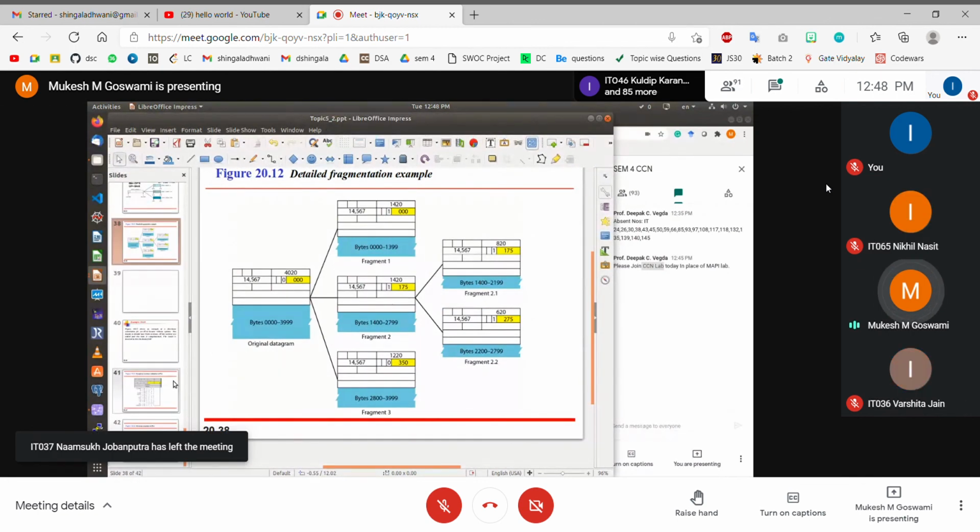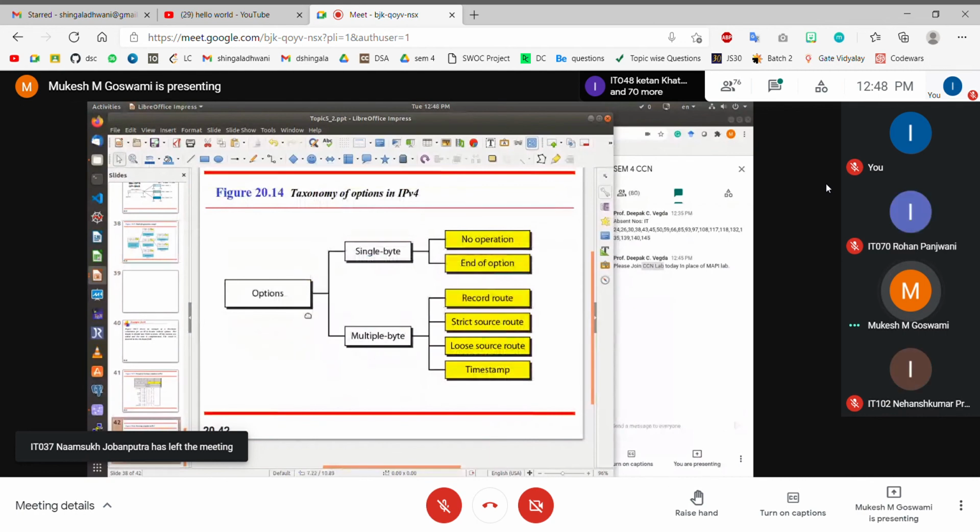In the next class, we'll talk about options, and we'll quickly talk about options because options are not that difficult, and then we'll quickly move on to the routing algorithms.